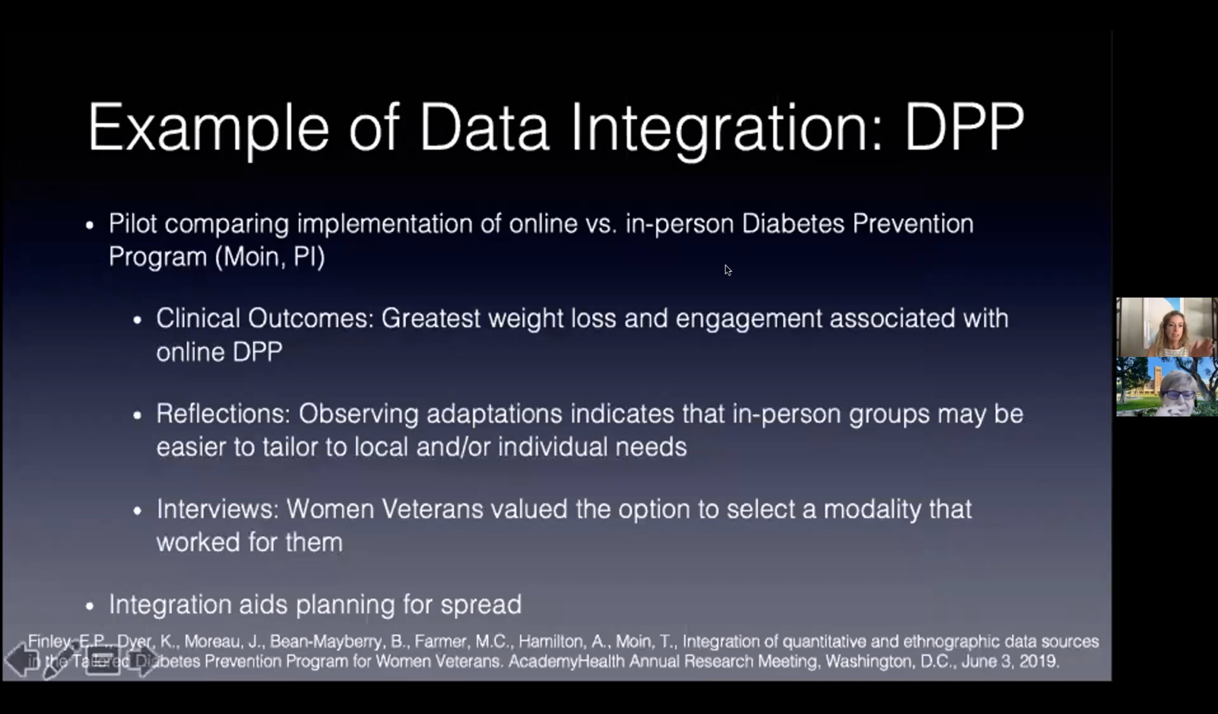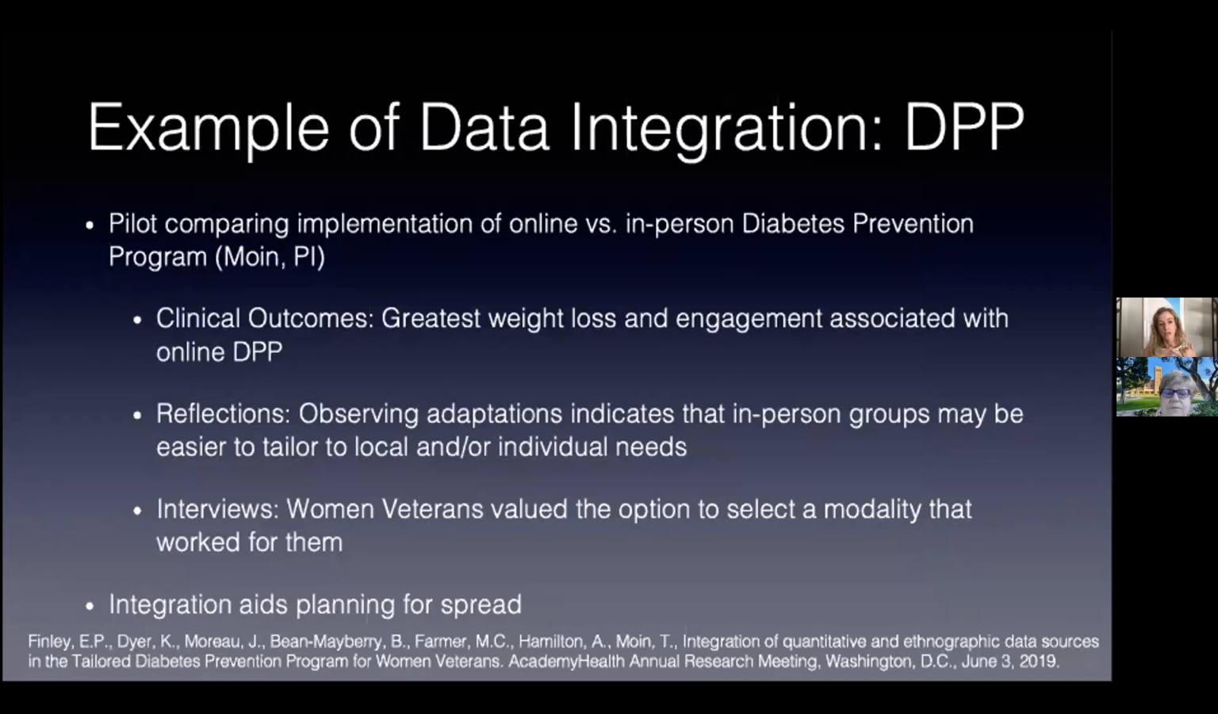And another example, I don't want to beat people to death, but you can just think about different ways you can integrate reflections with other kinds of data. So on the DPP study that Tanaz Moin was the PI for, we were able to pull data from multiple places. Again, we had data on clinical outcomes.